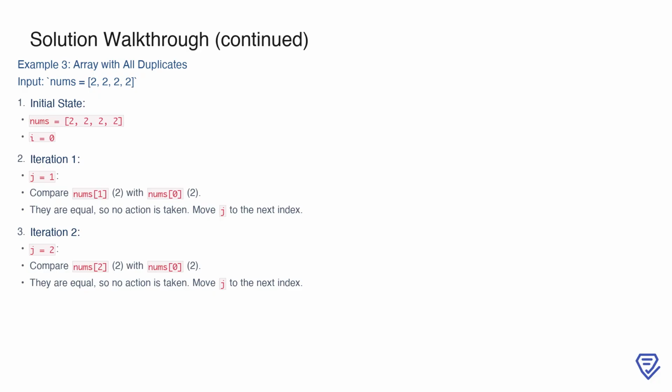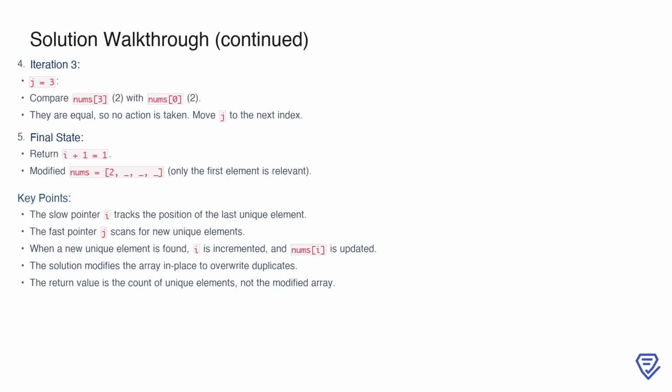In the second iteration, the fast pointer j is at index 2, checking nums[2], which is again 2. This is compared with nums[0], and since the values are still equal, no action is taken and the fast pointer moves to the next index. In the third iteration, the fast pointer j is now at index 3, checking nums[3], which is 2. This is compared with nums[0], and once again, since the values are equal, no updates are made. The fast pointer has now completed scanning the array.